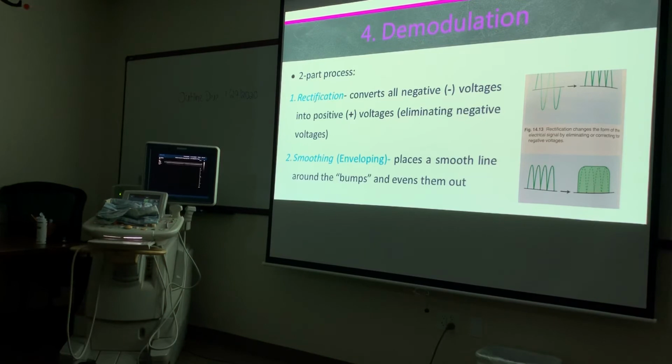So the first part is called rectification. Okay? You guys that are in physics, X-ray physics especially, you know all about rectification. That's going to convert all our negative voltages into positive voltages. Basically, rectification is eliminating all negative voltages. So we know how our beam travels like that, right? It's effectively going to flip all of our negative voltages to the positive side. Okay?